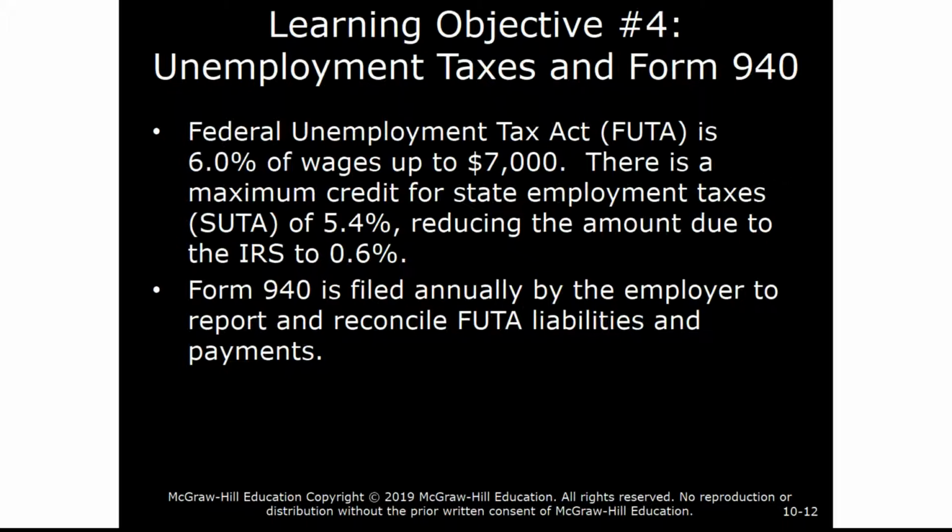Another kind of tax we pay is federal unemployment tax, or FUTA. It is 6% in total of the first $7,000 of wages. States maintain, operate, and administer the unemployment funds system, so the maximum credit that the federal government would accord to companies that pay into a state unemployment tax fund would be 5.4%, and the remaining 0.6% would be paid to the IRS.